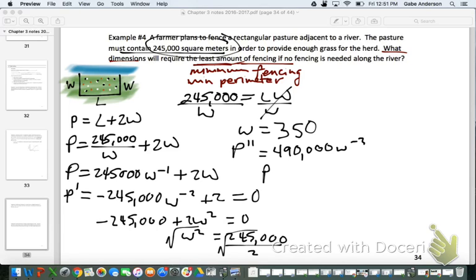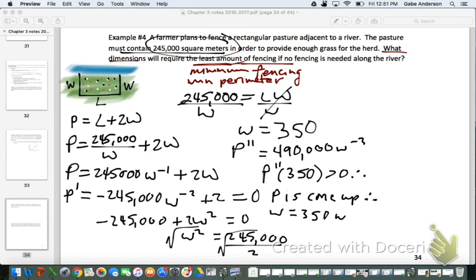So I can say P double prime of 350 is positive, therefore P is concave what? Therefore, W equals 350 does what to P? Minimizes it or maximizes it? It minimizes it. Minimizes P. It did ask for both dimensions, and so I think we'd want to say in the end it's 350 feet by, was it 700? If you plug back in, I think you get 700 feet.